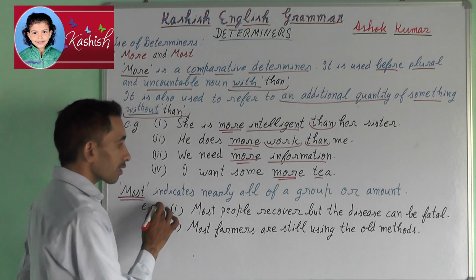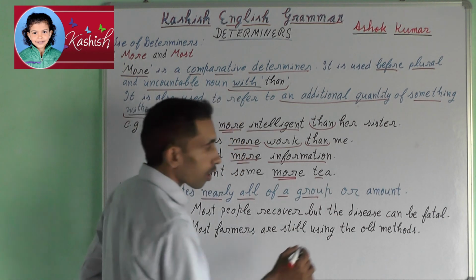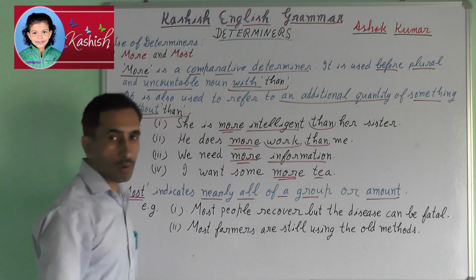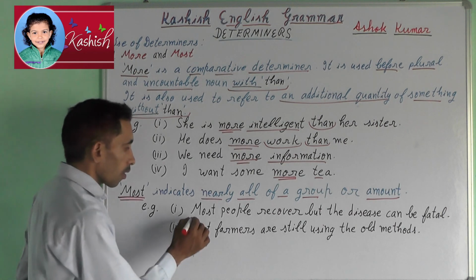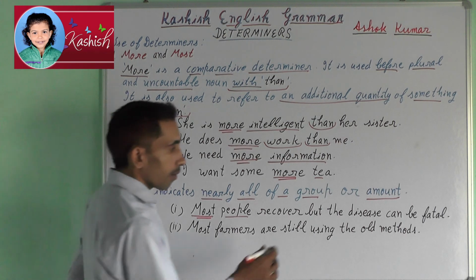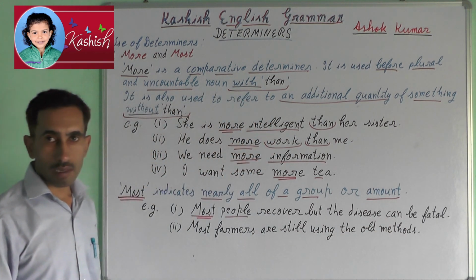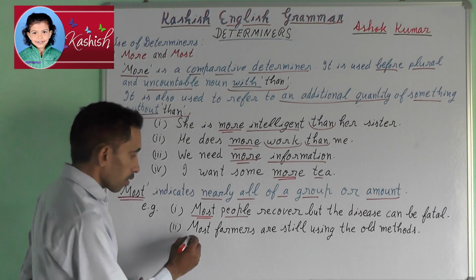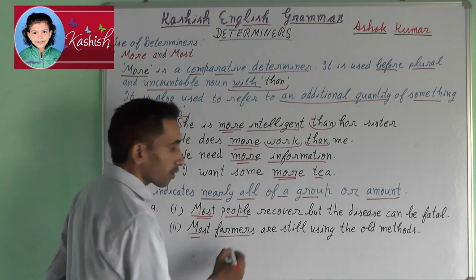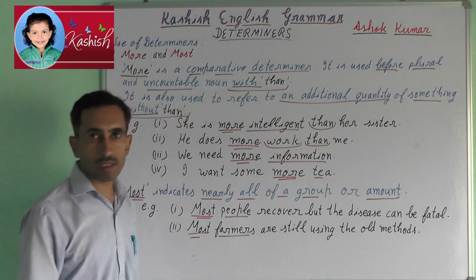Most indicates nearly all of a group or amount. For example, most people recover, but the disease can be fatal. Next, most farmers are still using the old methods.